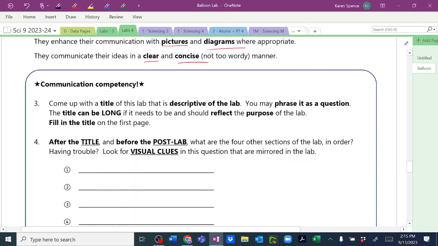You're only going to come up with the title once you've figured out what the purpose is. The title is going to be really descriptive of the lab. It can actually be quite long. You can make your title of the lab an entire sentence or an entire question. And again, if you're having trouble coming up with what a good title is, call me over. But usually you're basically restating the purpose of the lab, or the question of the lab is going to be your title. So really you're telling me what the lab is about just by the title.